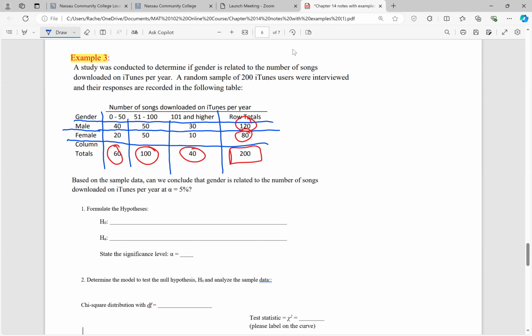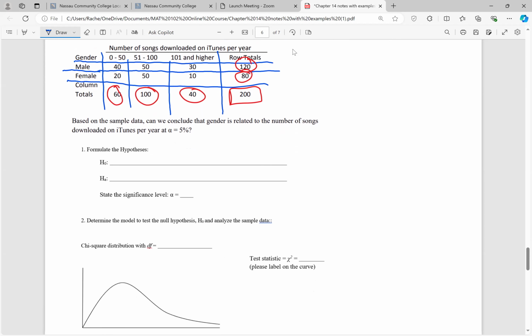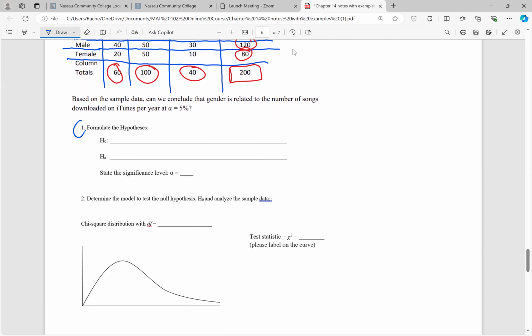Whenever we're doing a chi-square test for independence, like I said in the previous lectures, the null hypothesis is what we are assuming to be true. In this case, it's that the two variables are independent. The alternative is that the two variables, or the two classifications, are dependent. So the assumption is there's no relationship, and we're trying to prove that there is. So the first thing we're going to do is formulate the hypotheses. Let's do that right here in step 1.